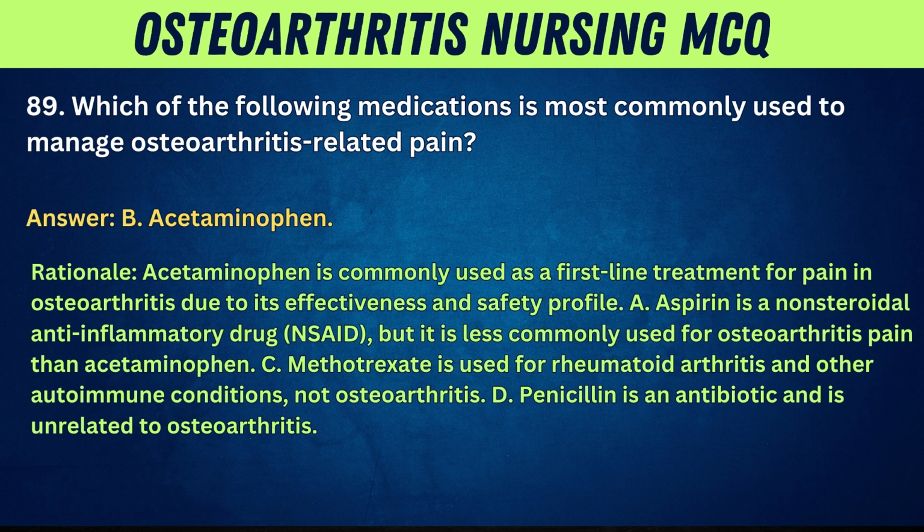profile. A. Aspirin is a non-steroidal anti-inflammatory drug, NSAID, but it is less commonly used for osteoarthritis pain than acetaminophen. C. Methotrexate is used for rheumatoid arthritis and other autoimmune conditions, not osteoarthritis. D. Penicillin is an antibiotic and is unrelated to osteoarthritis.